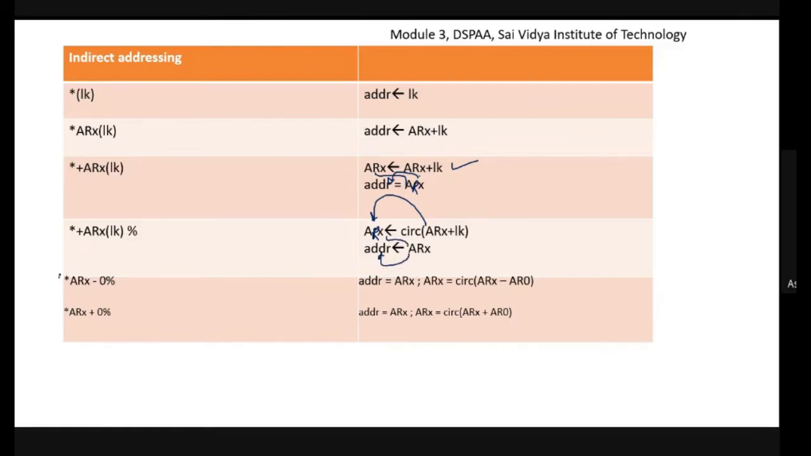So here again these two are the variations of circular addressing. Circular addressing of ARX minus AR0, circular addressing of ARX plus AR0. Since the plus symbol is here, first the address is loaded with the ARX value, then we compute the new index for the circular addressing mode. In detail, we'll discuss in today's class what circular addressing and bit reversed addressing are.